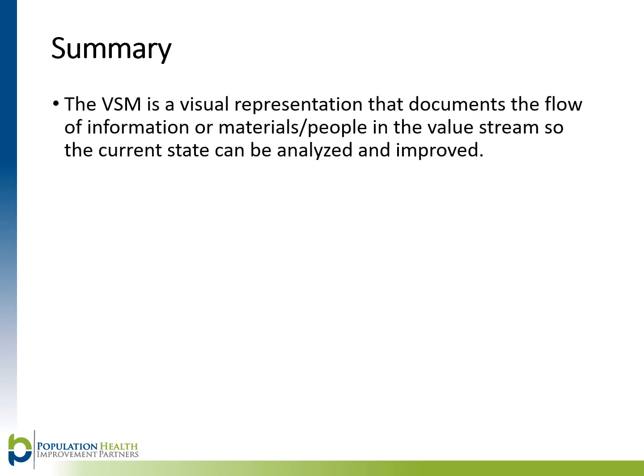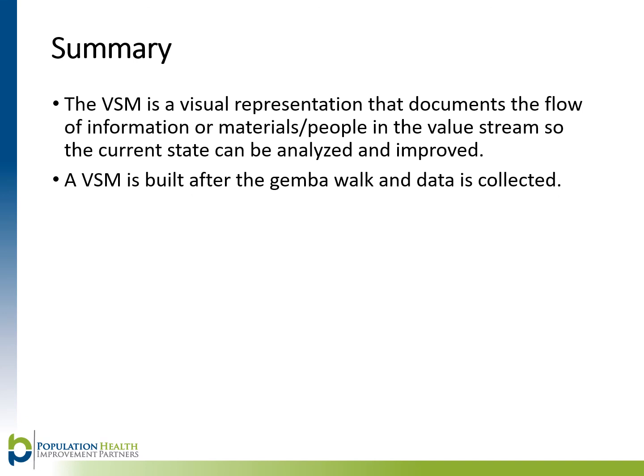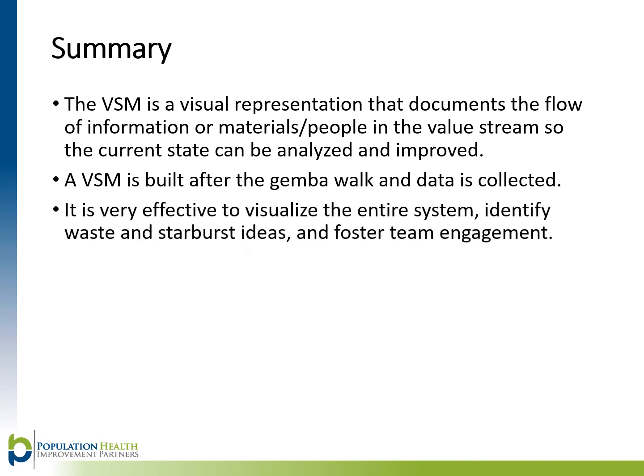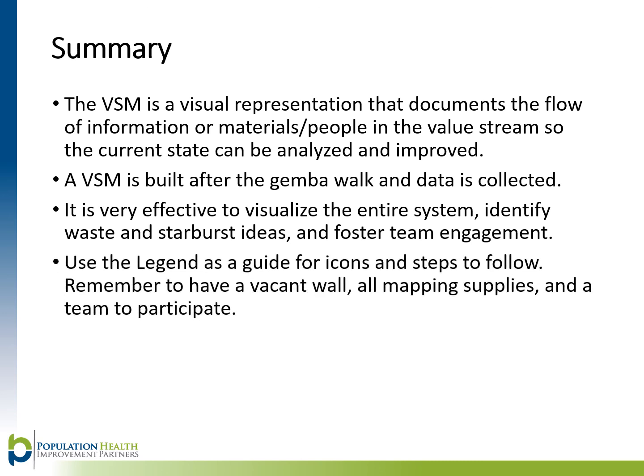In summary, the value stream map is a visual representation that documents the flow of information or materials and people in the value stream so the current state can be analyzed and improved. A value stream map is built after the Gemba walk and data is collected. It is very effective to visualize the entire system, identify waste and starburst ideas, and foster team engagement. Use the legend as a guide for icons and steps to follow, then grow into deeper levels of mapping.